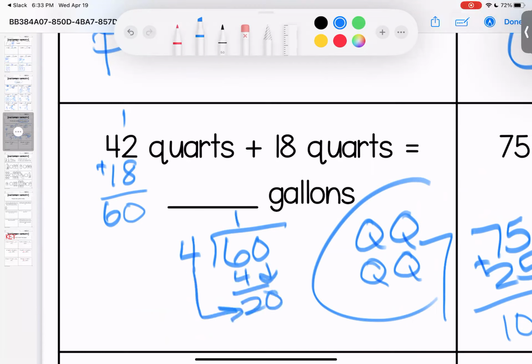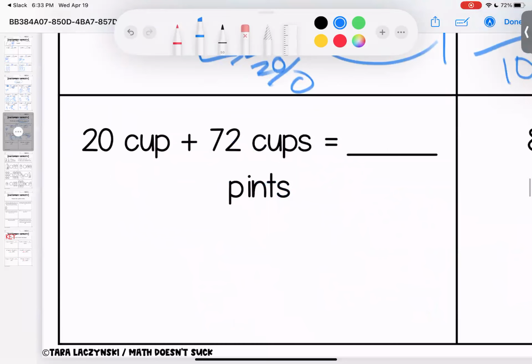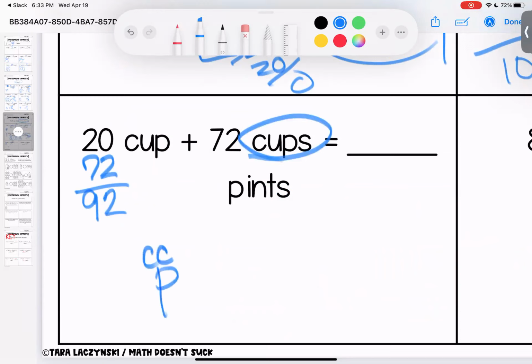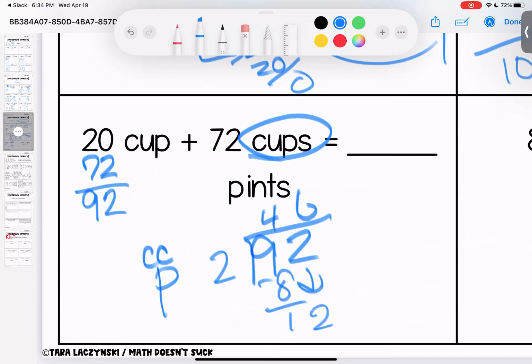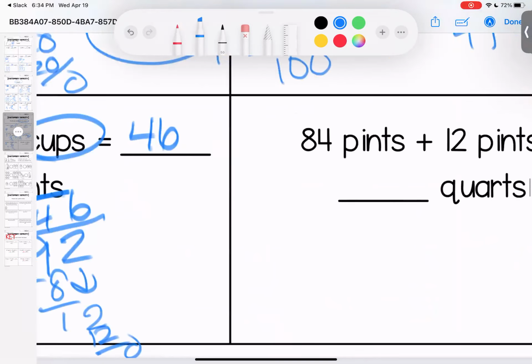And 4 goes into 25 times. So 15 gallons. Coming down here, adding them up, we have 92 cups. Well, how many cups are in a pint? We're going to have to divide this by 2. 2 times 4 is 8. 2 times 6 is 12. 46 pints is our answer.